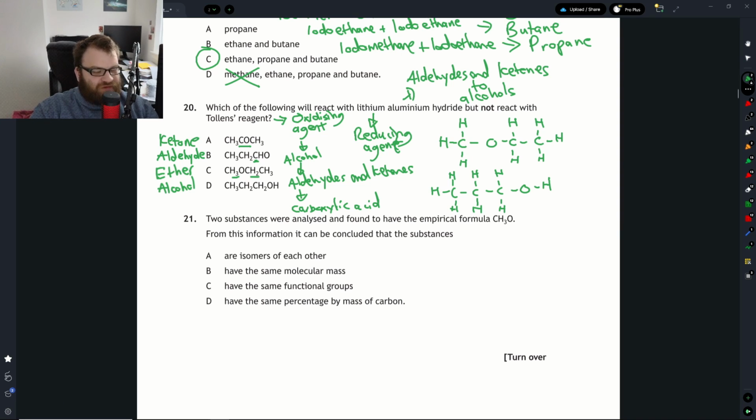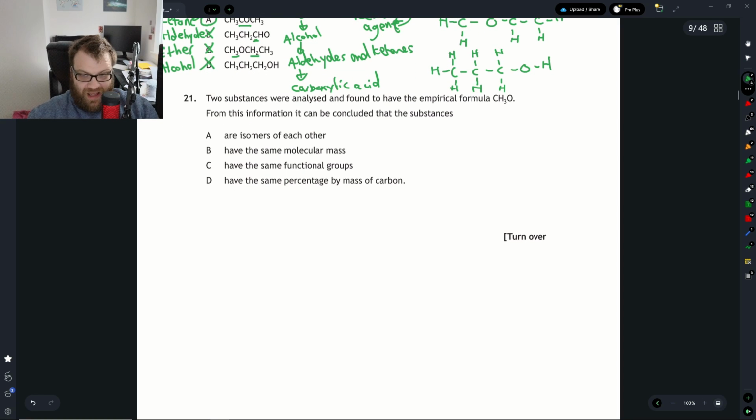Ketones would be reduced by lithium aluminum hydride into secondary alcohols. They would not be oxidized by Tollens reagent, which means that is our correct answer. Aldehydes would react with both the lithium aluminum hydride and the Tollens reagent. Ethers would not react, and then the alcohol would not react with them either. That makes our correct answer A for that one.